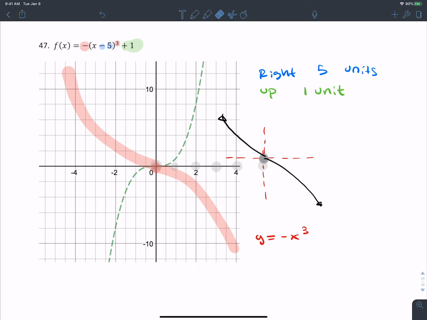Now let's notice that this new sort of vertex is going to be at 5, 1, because I went to the right 5 units and up 1. This is the location. So that's kind of like my new origin, if you want to think of it that way, that new reference point. And there you go. We can clean it up. And this is kind of how it looks.